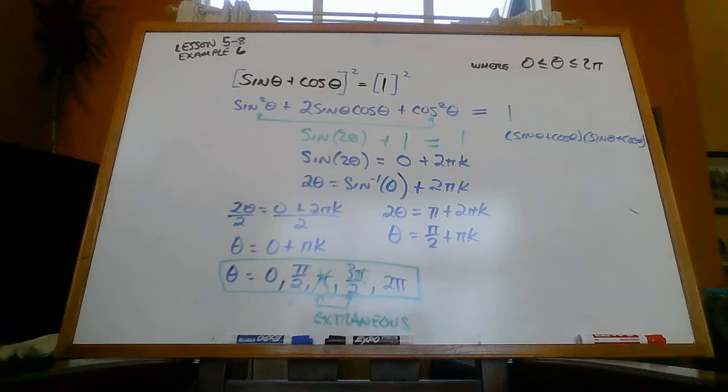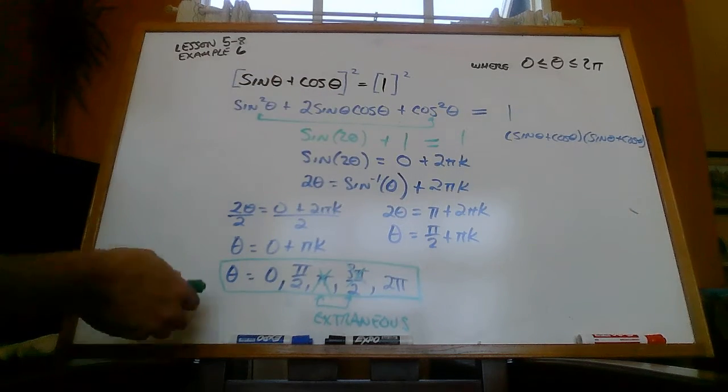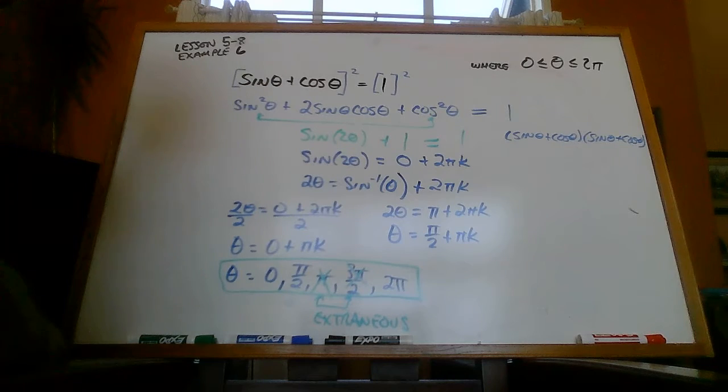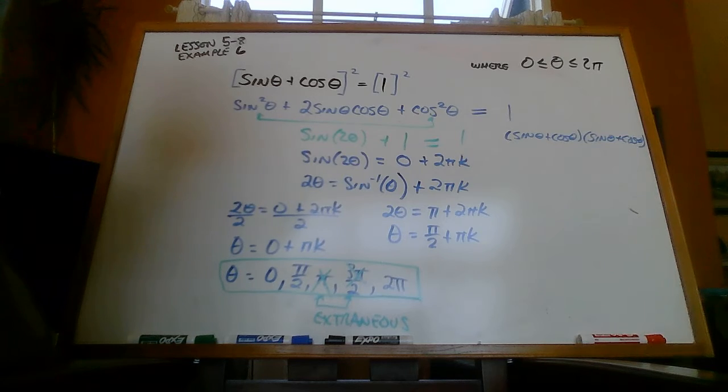Now, why did that occur? Well, because I squared this originally. And remember, when you square a negative number, it becomes a positive number. And so that's thrown some error in there. So anytime you're going to square something like this in your problem, you need to really check your answers and make sure that they're all really answers and not extraneous.